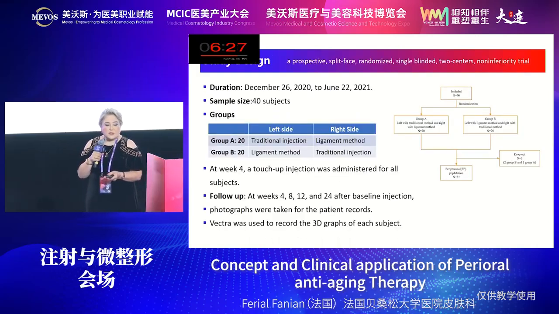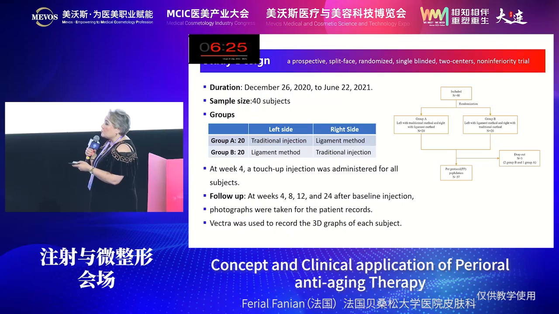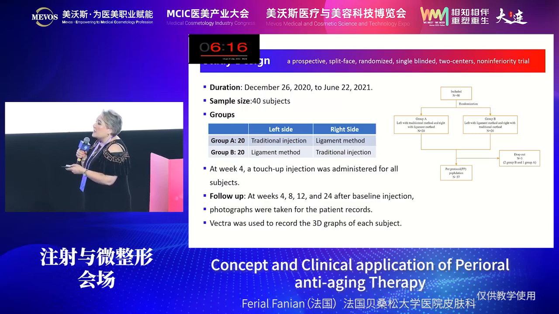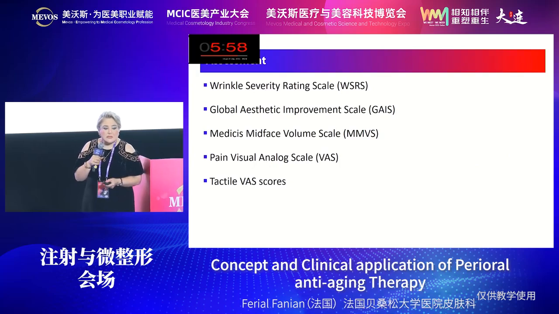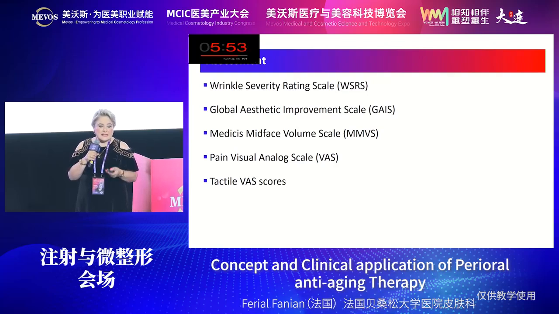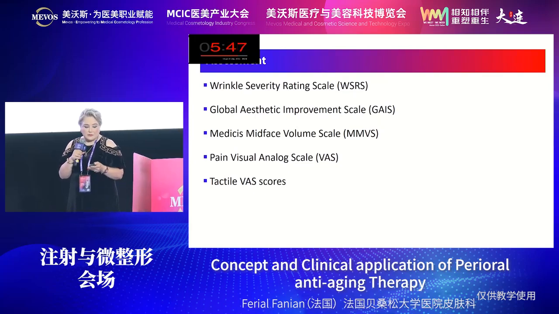There were 40 subjects in 2 groups, group A and B. Group A had the traditional method on the left side and the ligament method on the right side, and group B the contrary. The evaluation was at 4, 8, 12, and 24 weeks after baseline, with photography and Vectra, and also the possibility of a touch-up at week 4. The assessment was done by the Wrinkle Severity Rating Scale, Global Aesthetic Improvement Scale, Medicis Mid-Face Volume Scale, MMVS, Pain Visual Analog Scale, and Tactile VAS score.